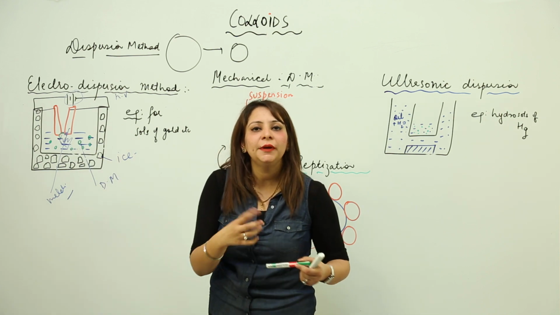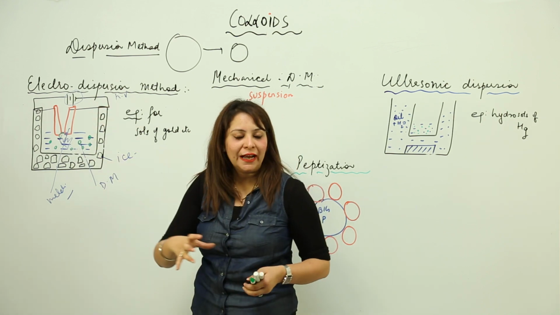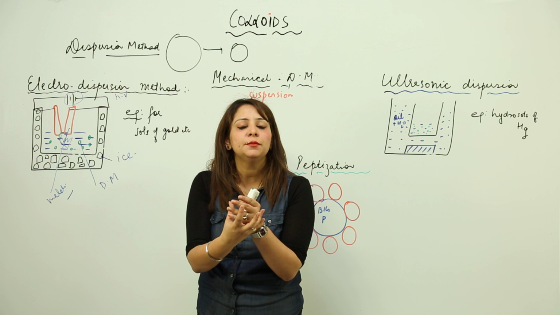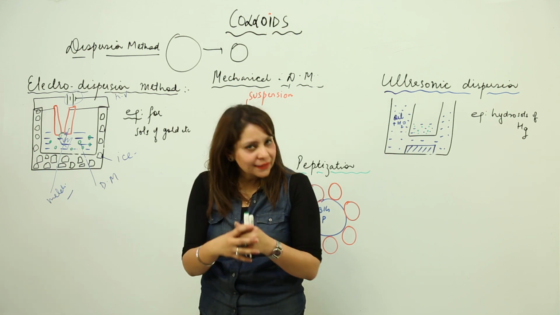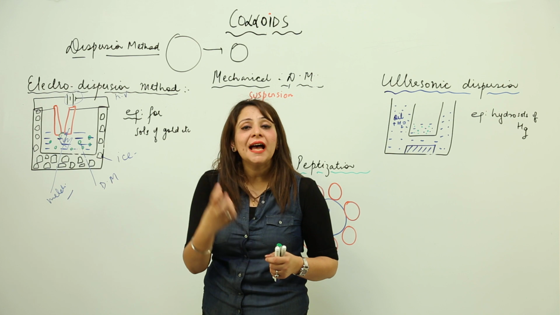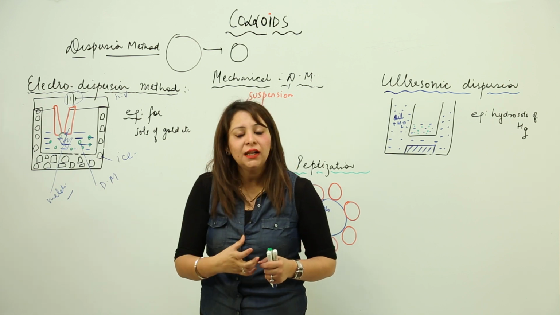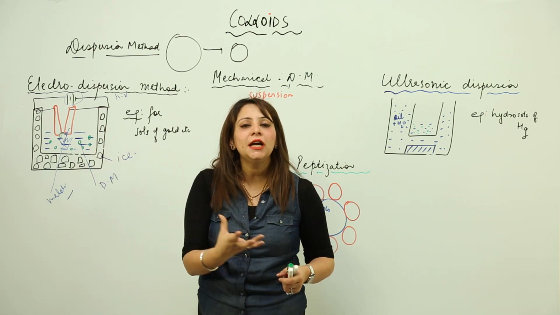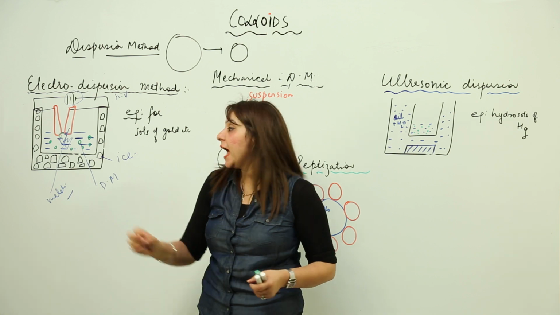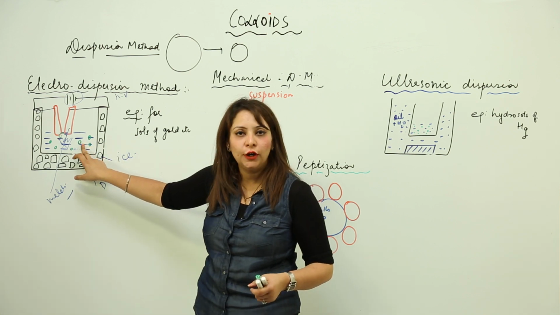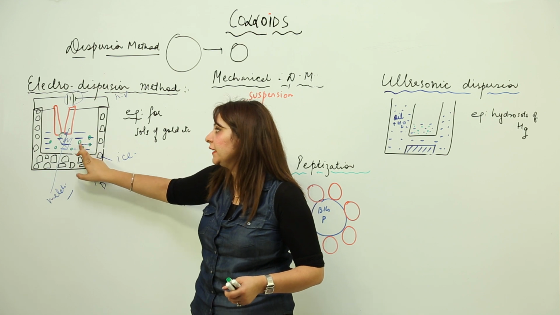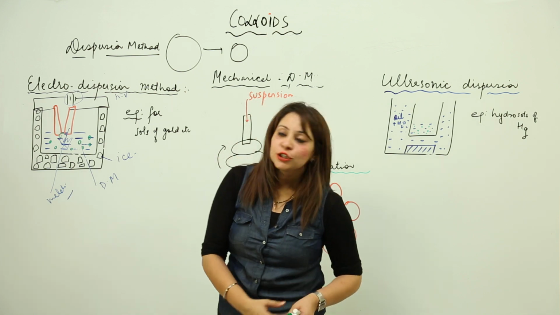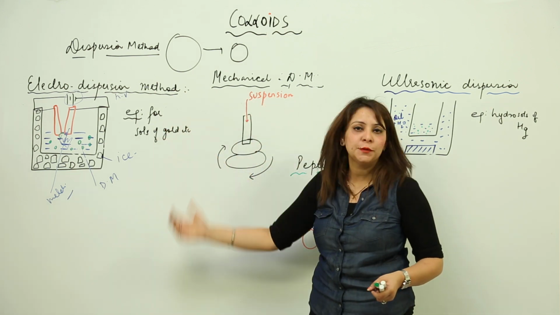I am just repeating in a short span what actually happened. Here we pass an electric current, the metal electrode gets shifted towards the other metal electrode, and when it strikes the other metal electrode, there is a spark. That spark or heat vaporizes the metal, and the vapors of the metal are condensed back to form colloidal particles. So a bigger particle breaks down to form smaller particles, and these smaller particles lie in the range of colloidal particles. These particles are now suspended in the dispersion medium, so we have a colloid here. This is how you can prepare the colloid by the electro dispersion method.